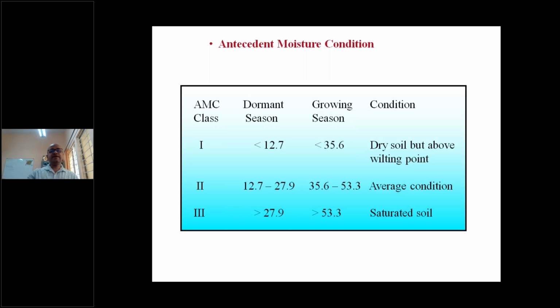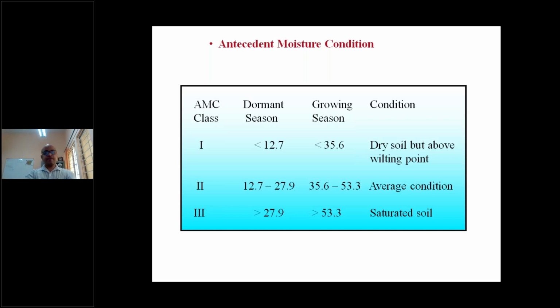For doing that, we divide the entire time period into 2 seasons: dormant season and growing season. Basically, growing season is a monsoon season, dormant season is a non-monsoon season. So in a non-monsoon season, if your last 5 days rainfall is less than 12.7 mm, we will call that area to be in AMC condition 1. If last 5 days rainfall is between 12.7 to 27.9, we will call that area to be in class 2, average condition.